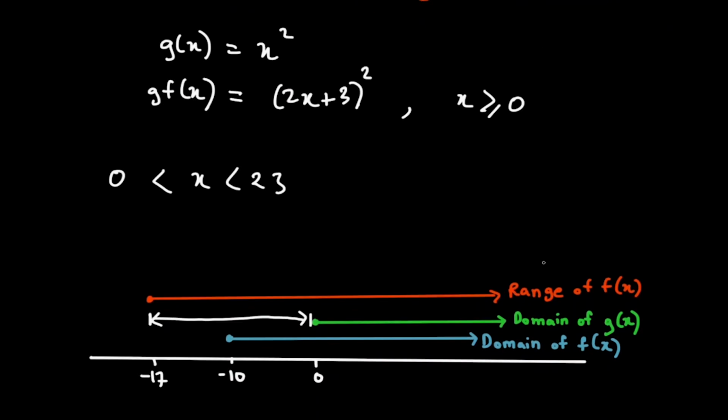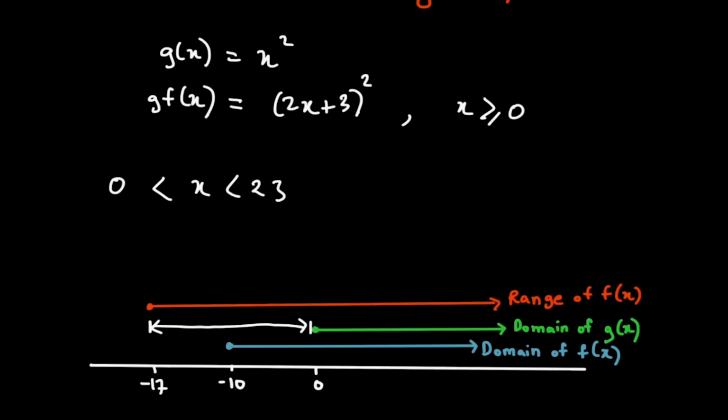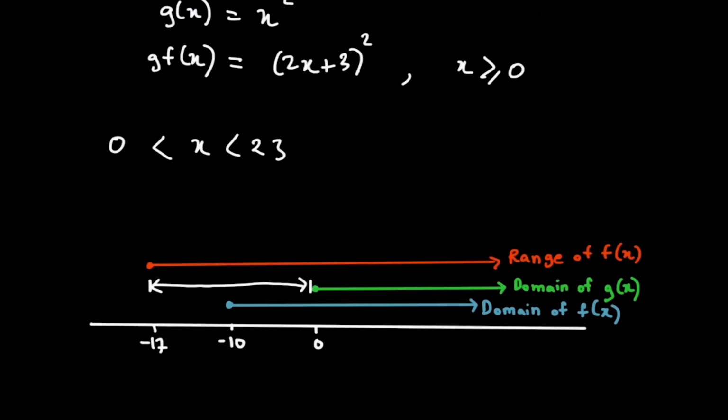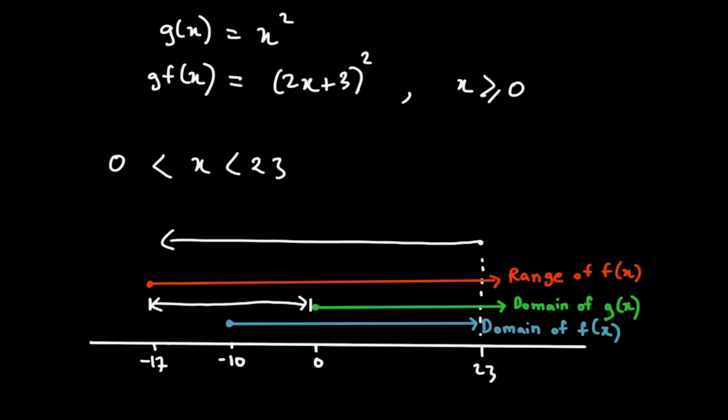So the range of f of x would now be a new value, which is 23, the maximum value of f of x. And instead of this range, it's going to change now. The new range is going to go this way, which is less than 23. And now we're finding the common region of the domain of g of x and the range of f of x. That is actually how we find the domain of g of f of x, the composite function.